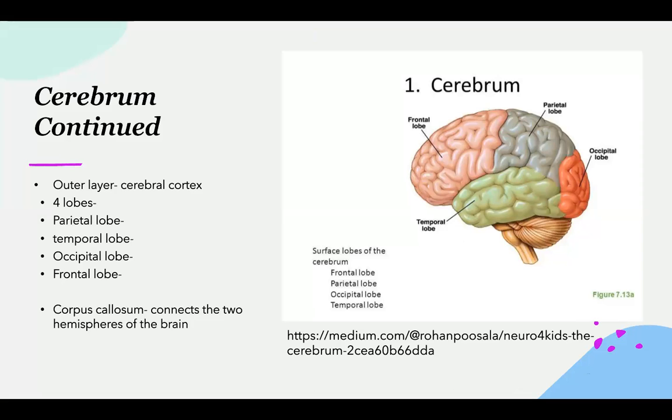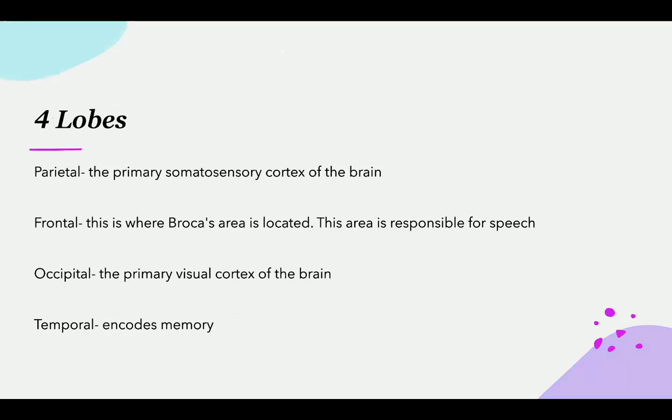There's also a structure within the cerebrum known as the corpus callosum. This structure connects the brain's 2 hemispheres. And next we'll discuss the 4 lobes in a little bit more detail.